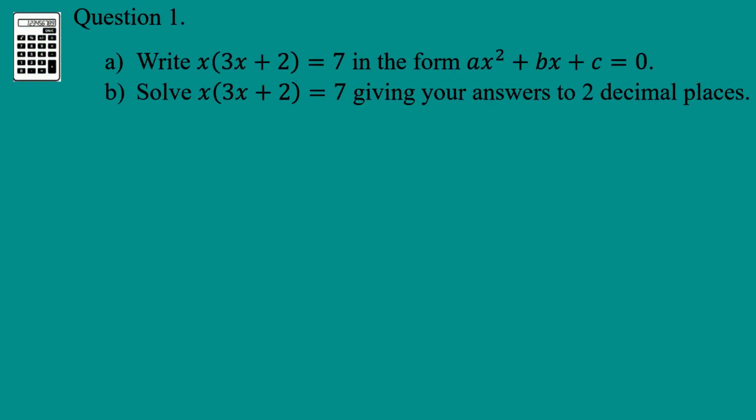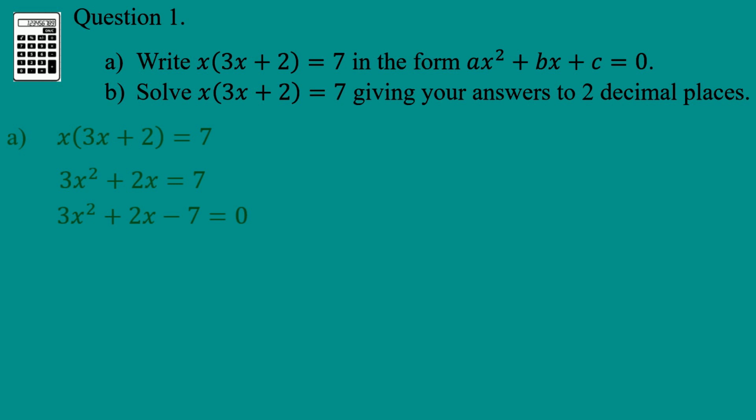Let's start with question 1, a 2-part calculator question where we are asked to first rearrange, then solve a quadratic equation. For part A, we simply multiply out the bracket which gives 3x squared plus 2x equals 7. Then rearrange so it equals 0, giving 3x squared plus 2x minus 7 equals 0, the form asked for in the question.